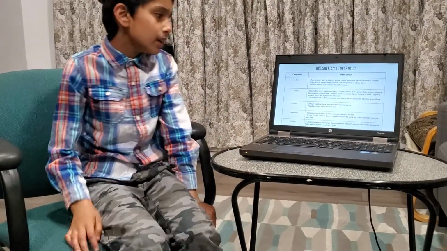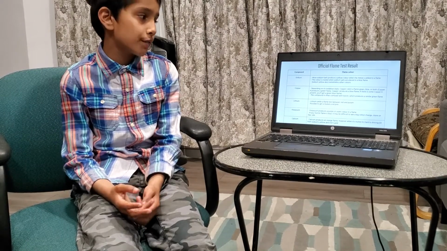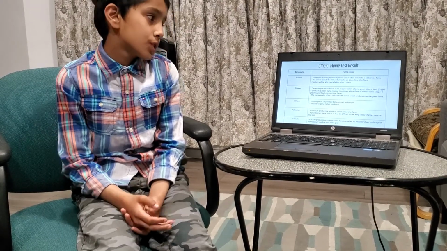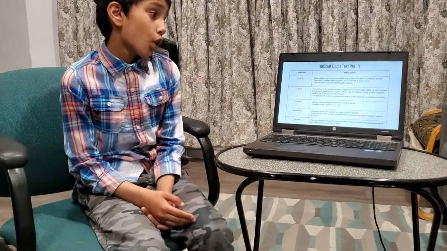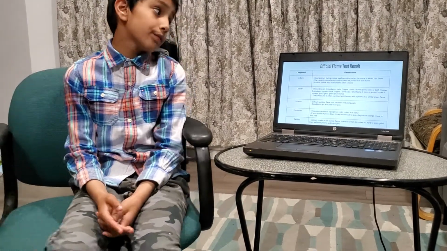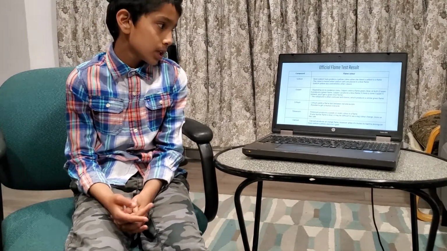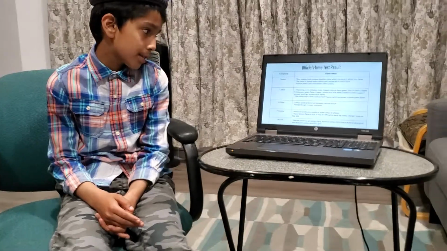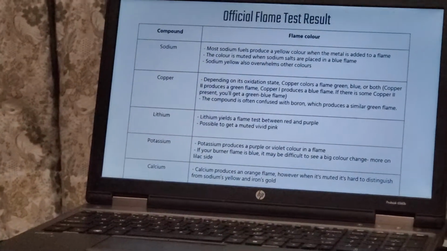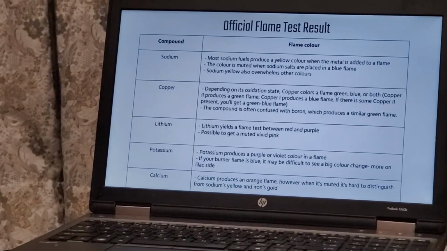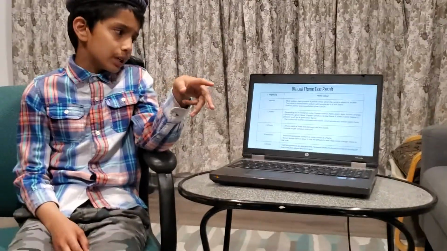Copper, depending on its state, can vary from green to blue or even both. Copper 2 produces a green flame, while copper 1 produces a blue flame. If there's some copper 2 present, you'll get a green-blue flame. The compound is often confused with boron, which also produces a similar green flame.